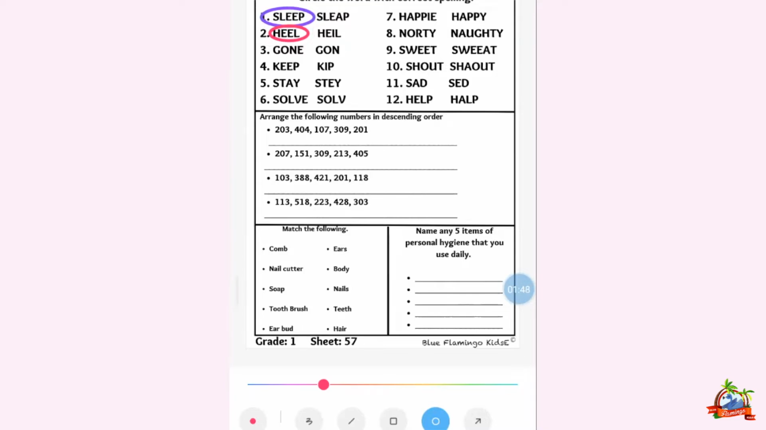The third word is gone. Okay, gone क्या है आपका? go का थर्ड फॉर्म है. go, went, gone. GONE.